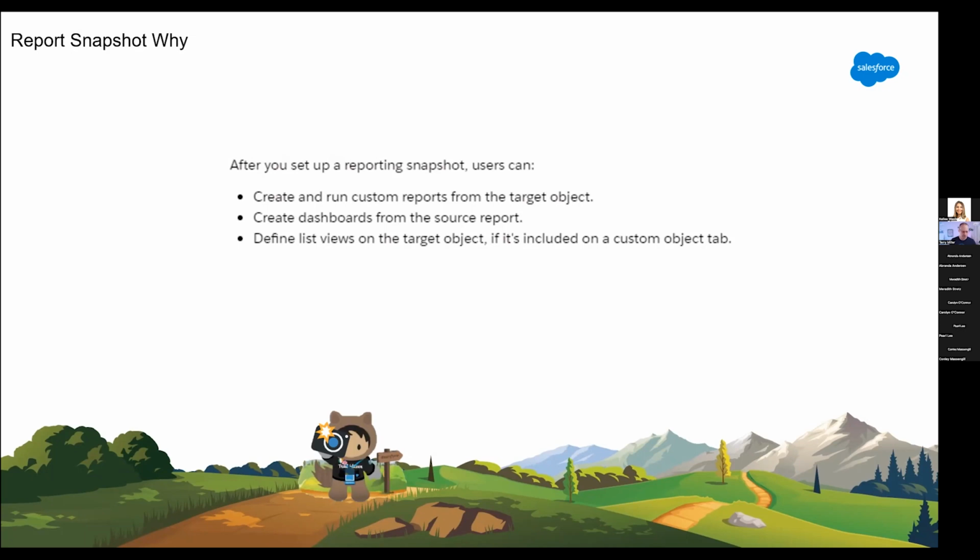One of the really neat things that I did find is you can actually create dashboards from the source report too. So I thought that was kind of neat. And then you can do list views on the target object if it's included on the custom object tab when you're looking in Salesforce. So that's after you've got it all set up.